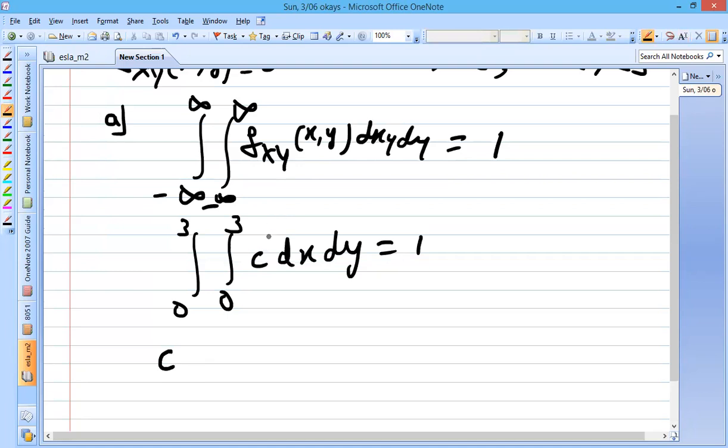And here we'll be having the integral of 1. The integration of 1 with respect to x is x with the limit 0 to 3, and also 1 with respect to y is y with the limit 0 to 3, which is equal to 1.